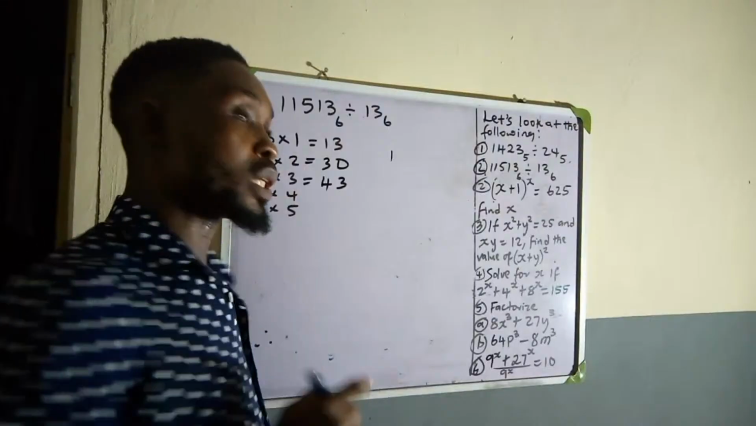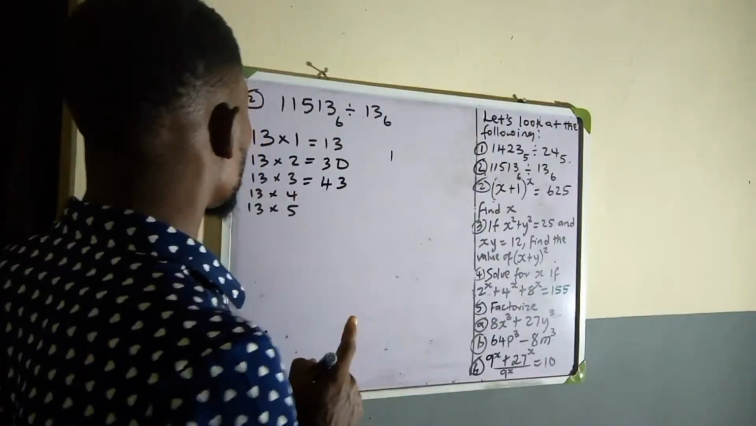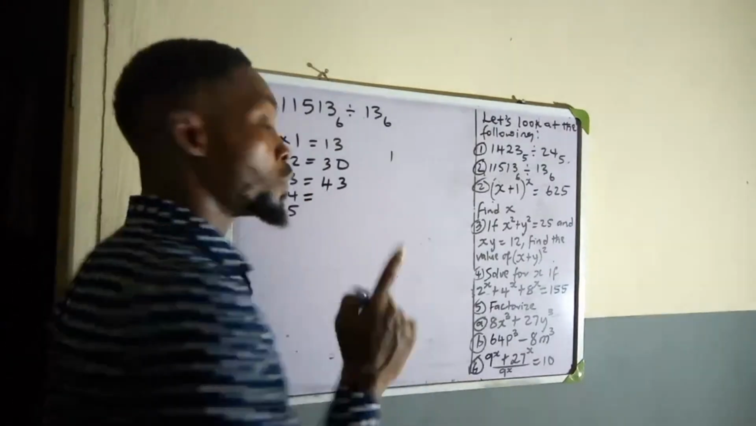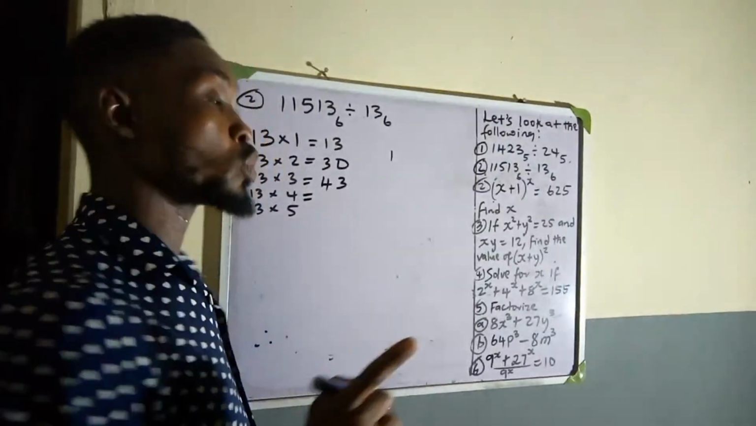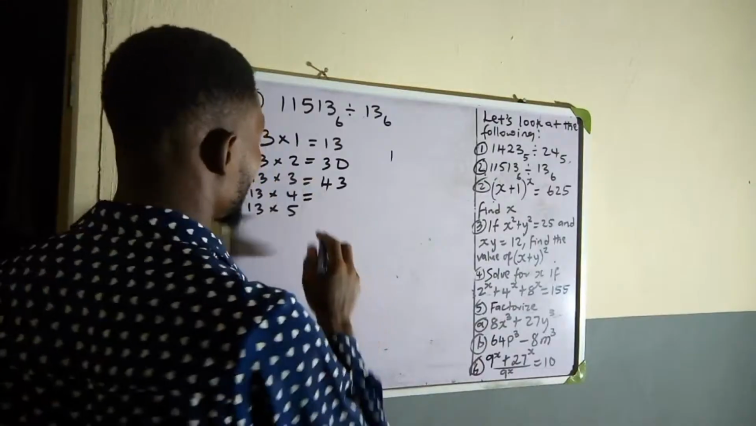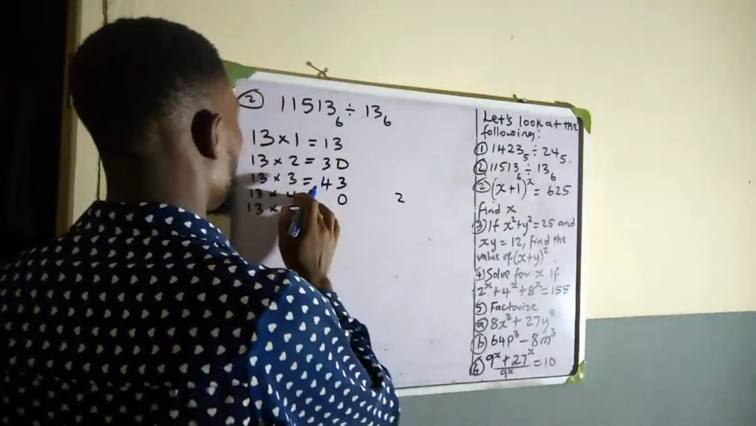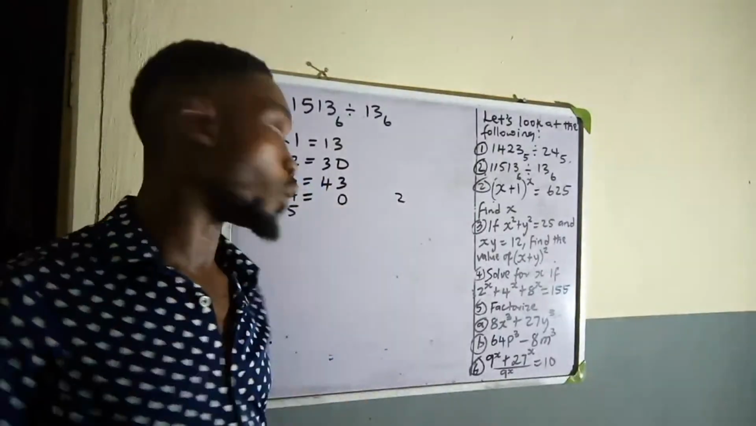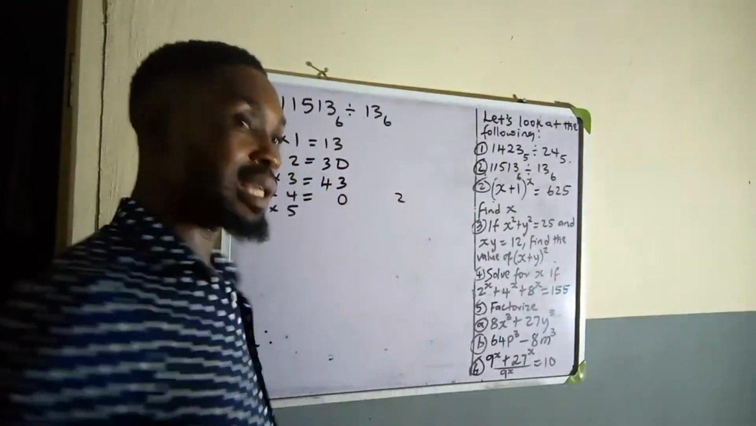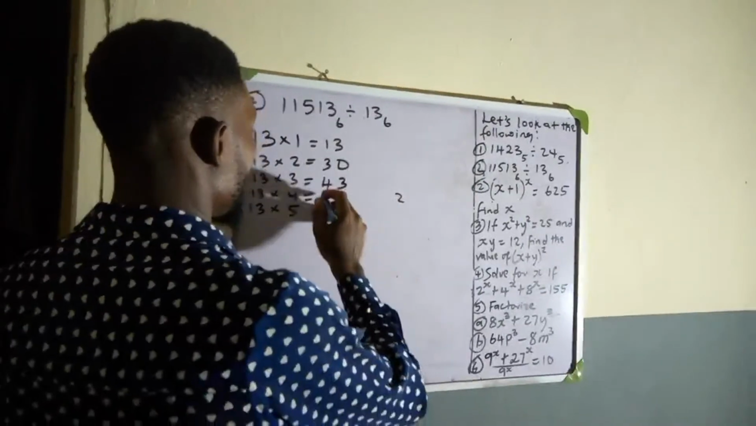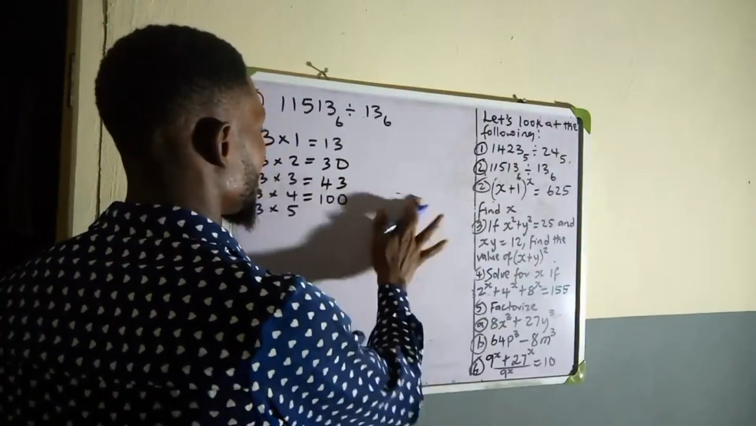4 times 3 is 12. 12 in base 6 is 20. If you divide 12 by 6, you have 2 remainder 0. So we write 0, carry 2, and 4 times 1 is 4. 4 plus 2 is 6. 6 in base 6 is 10. Being the last thing, we write the 10 here.